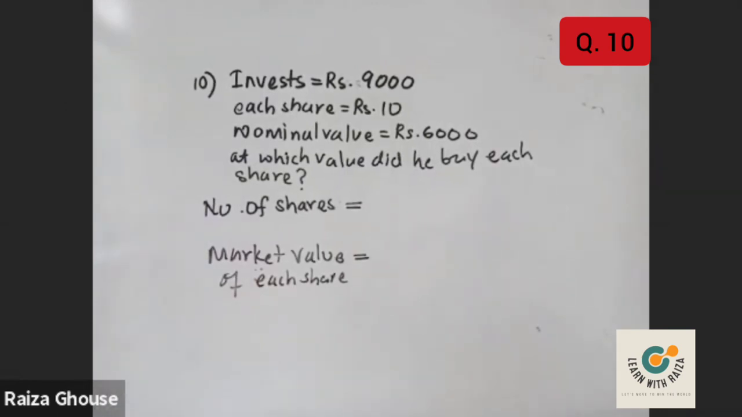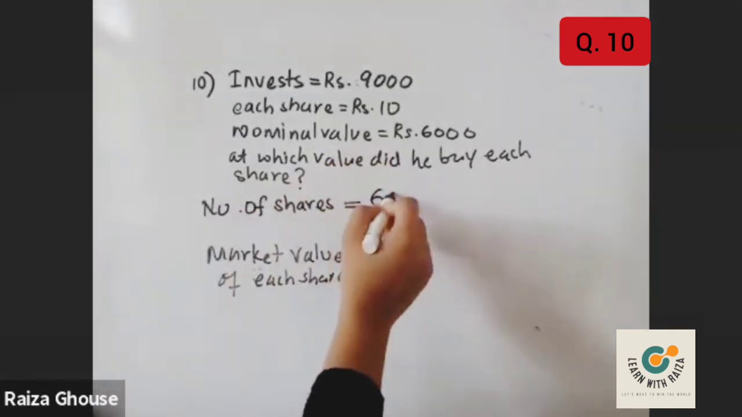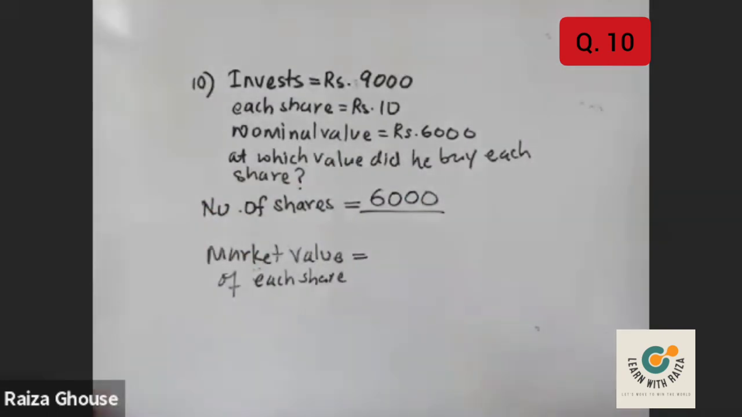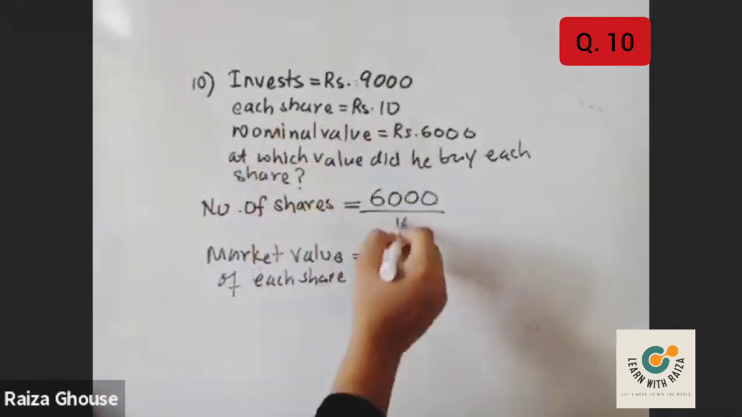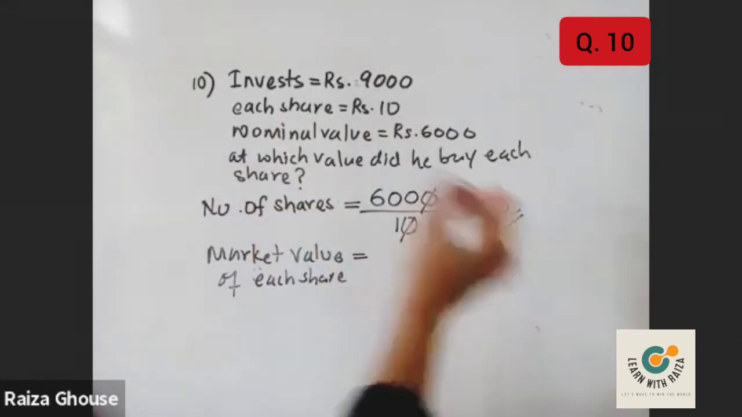So number of shares, how can you find? Now they have mentioned the nominal value of the shares is 6,000. So he has spent 6,000 and he has bought each share which is costing 10 rupees. So what is the answer? He has bought 600 shares.